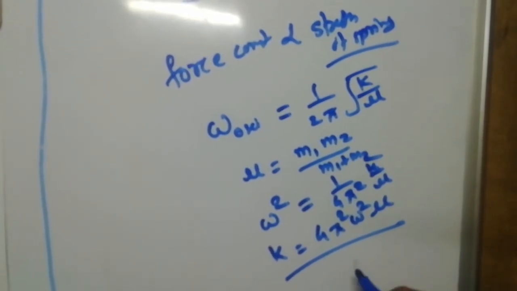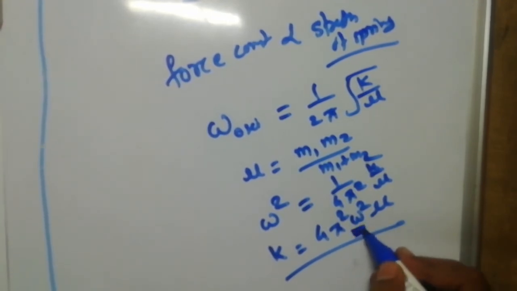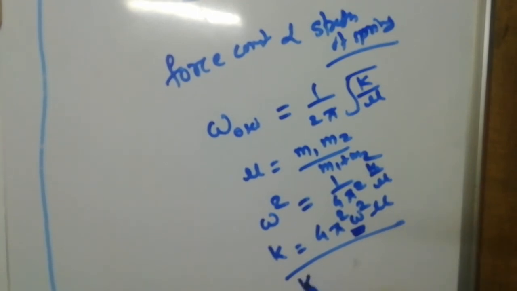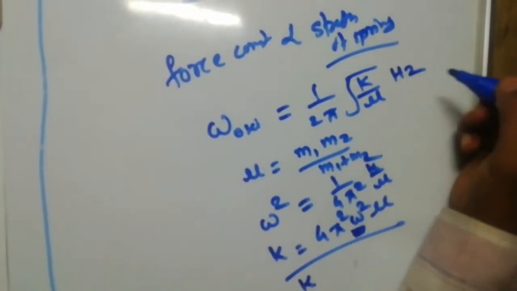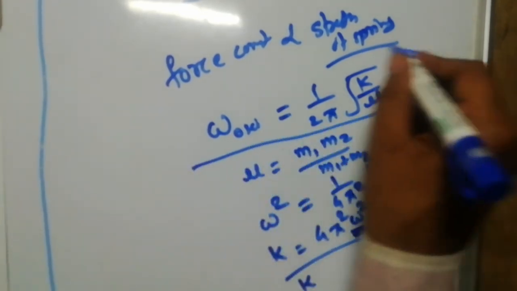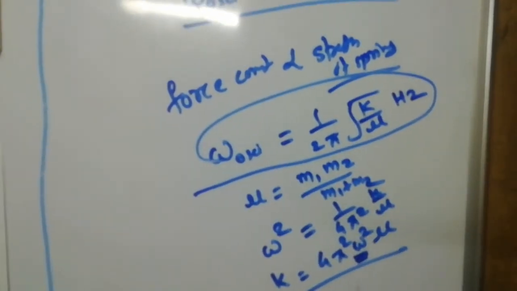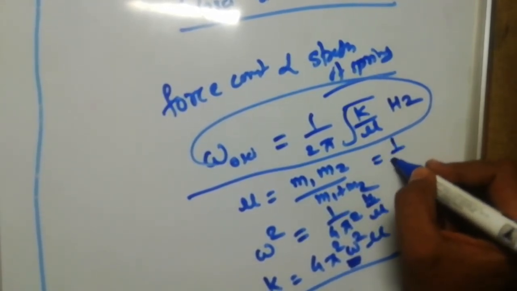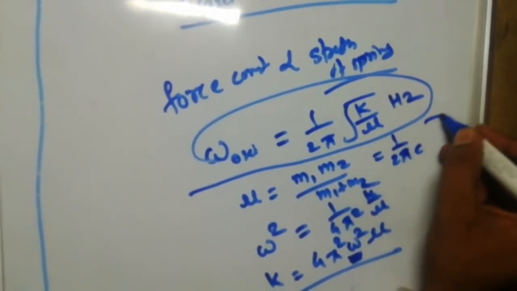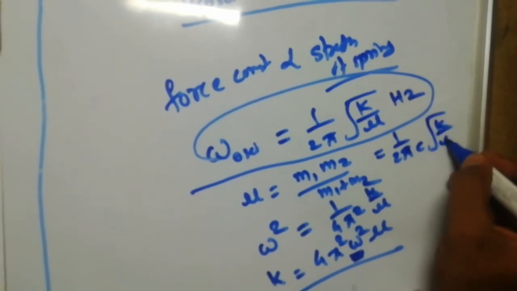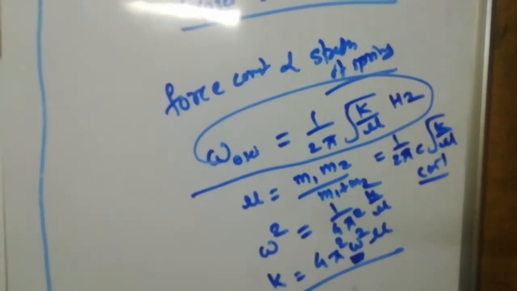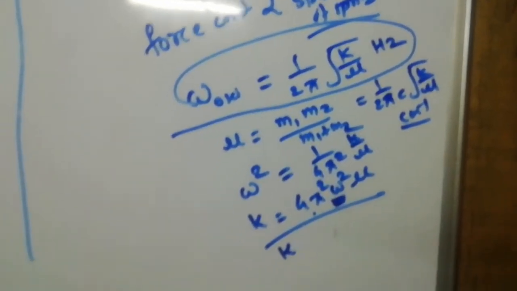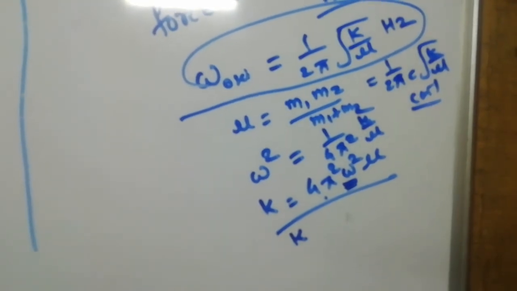Omega is essentially the frequency in hertz, right? But when you convert this particular equation in terms of wave number, you have to divide by one more term. The equation will become 1 upon 2 pi c under root of k by mu, in centimeter inverse.